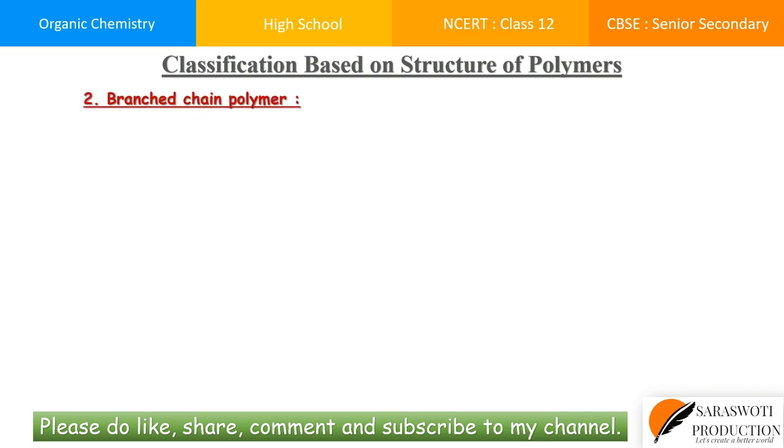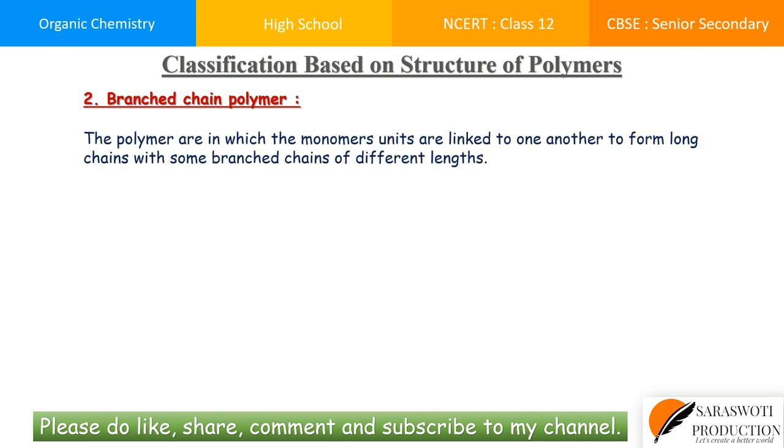Next we have the branched chain polymer. As the word says, it's a branched chain. These are polymers in which the monomer units are linked to one another to form a long chain with some branch chains of different lengths. I told you the first few words are the same, till here it is the same as the first one. It's easy for you to remember the point and just note down what the difference is. Before it was a long linear chain, now it's a long chain with some branches of different lengths. Only one example, that's low density polythene.